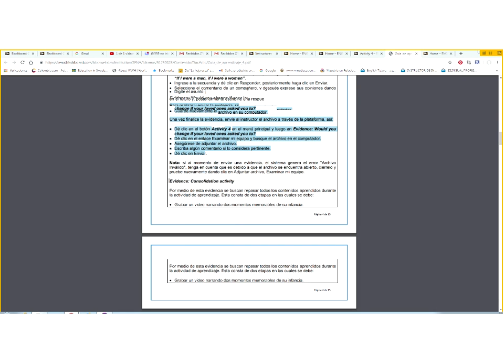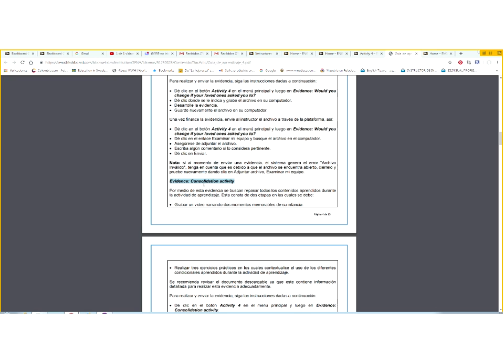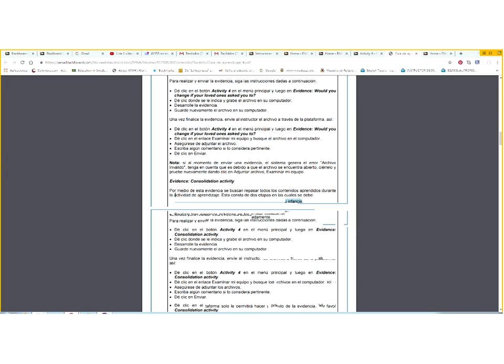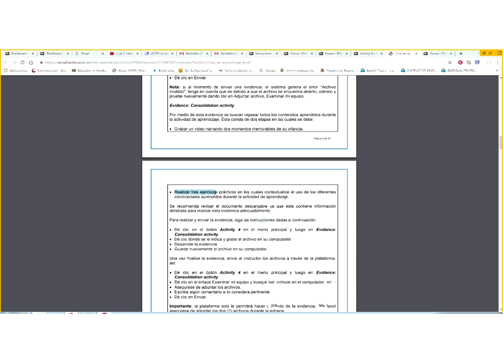Finally, we have a consolidation activity. It's about all the contents that you studied during the learning activities. There are 2 stages. 1, you have to record a video narrating 2 moments that are memorable in your life, in your childhood, and then do 3 practical exercises in which you contextualize the use of different conditionals that you learned in this lesson. And these are the instructions for you to do the activity.